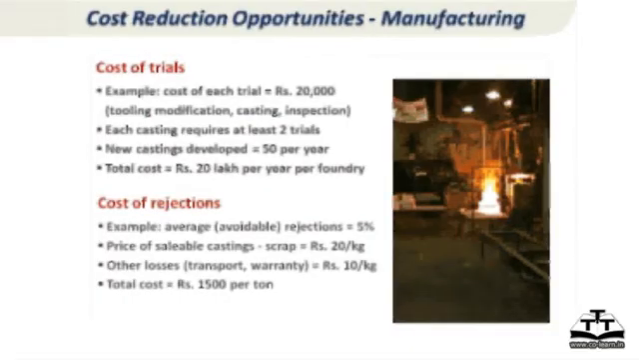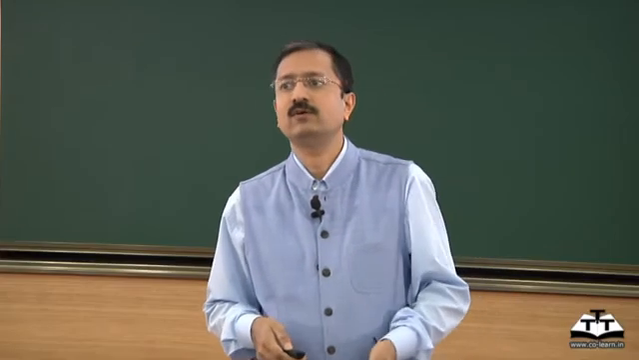Say my foundry currently has 10% rejections and I reduce it from 10 to 5%. If I say the price differential between a saleable casting and scrap is 20 rupees, again taking some average numbers, and other losses like transport and warranty, maybe 10 is too much, but you can say the total is 30, which should be a reasonable number. You are talking about 1500 rupees per ton lost per foundry. Both these are avoidable losses.